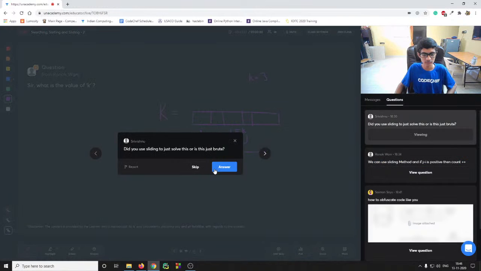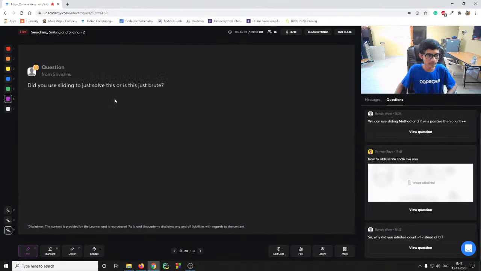Did you use sliding window to solve this problem, or is this just brute force? I guess you were again talking about the sliding window problem. So that was sliding window.